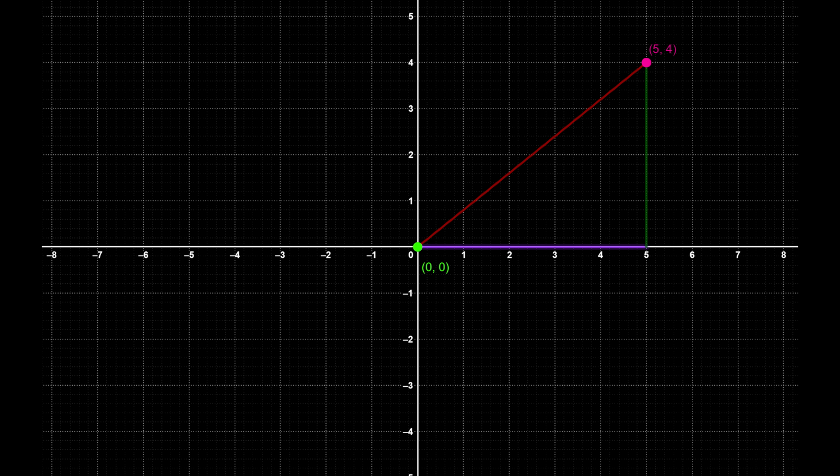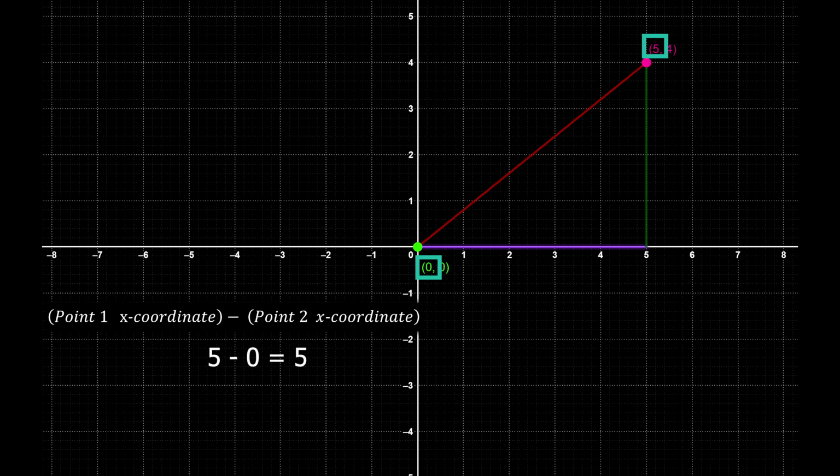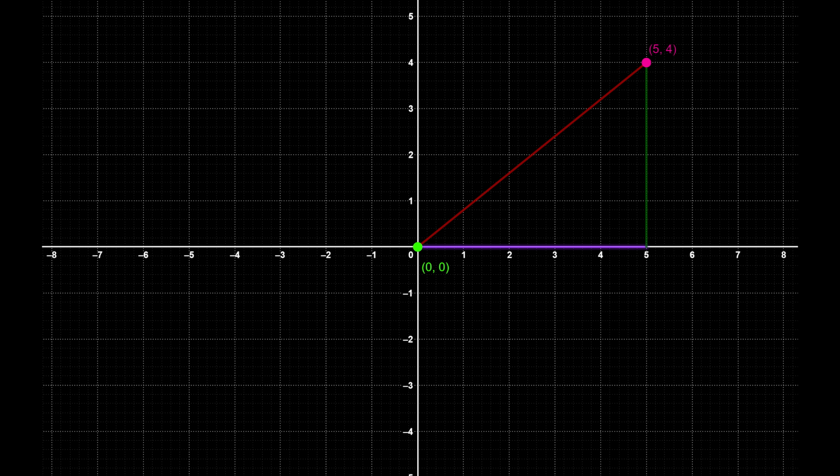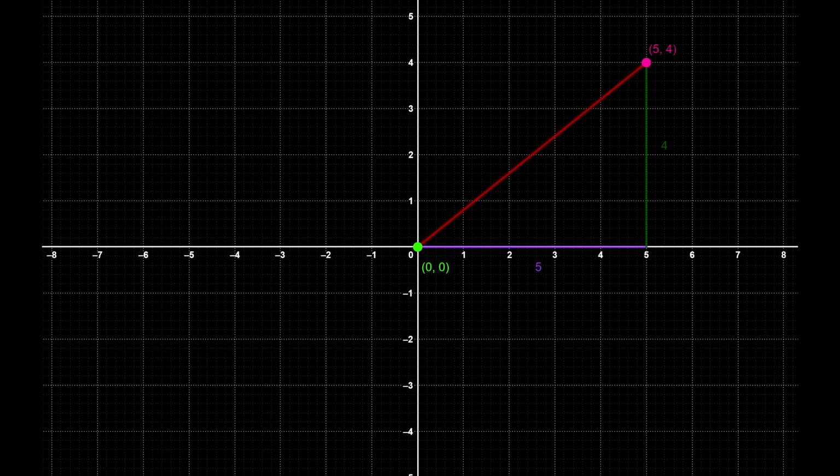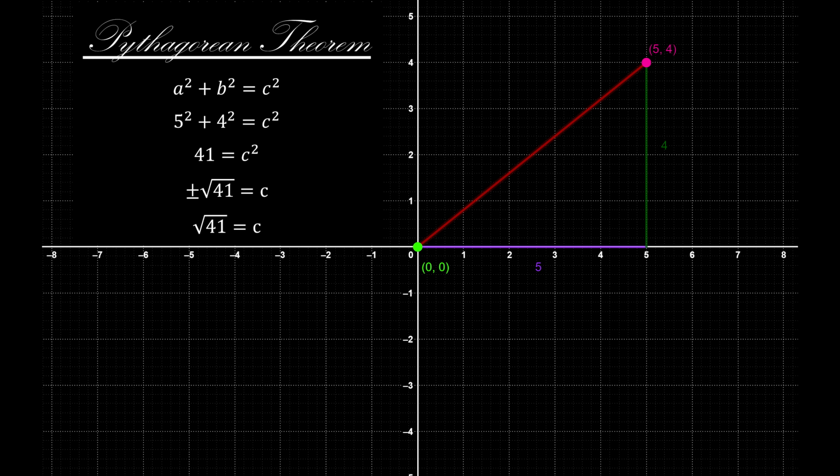To find the length of the base, we can take our point's x-coordinate and subtract from it the origin's x-coordinate. Similarly, to find the length of the vertical side, we take the point's y-coordinate and subtract from it the origin's y-coordinate. So we have side lengths of 5 and 4. So this means that the distance between this point and the origin is square root of 41.